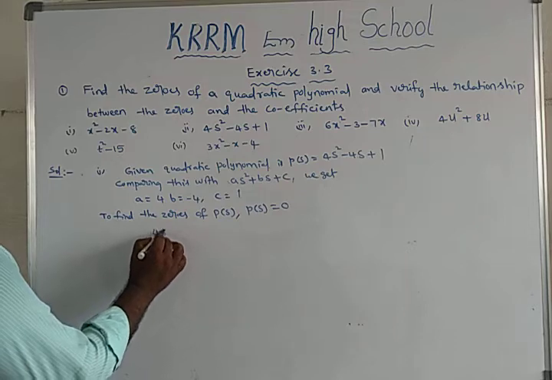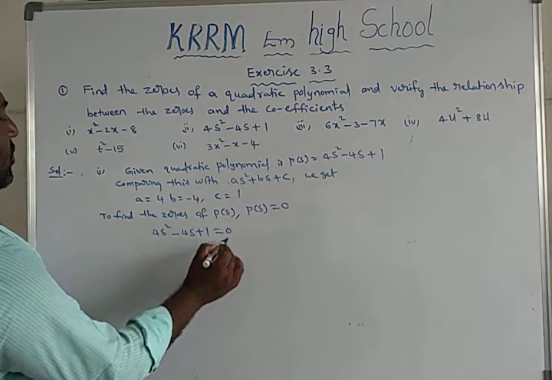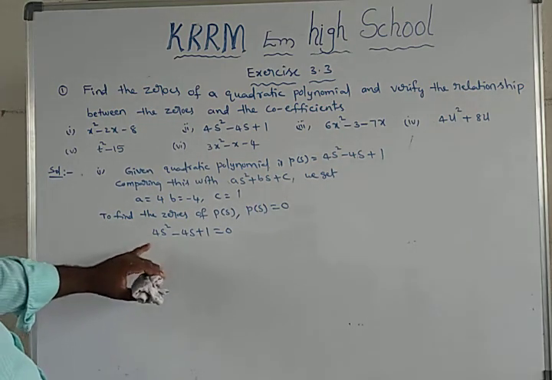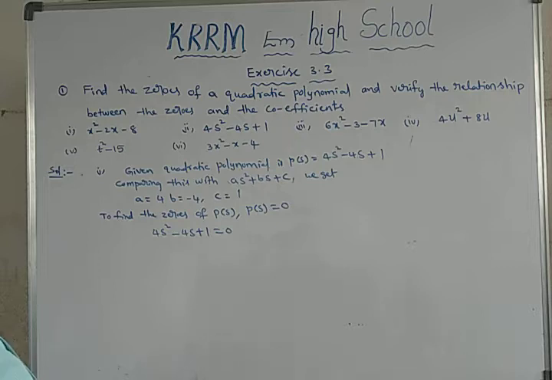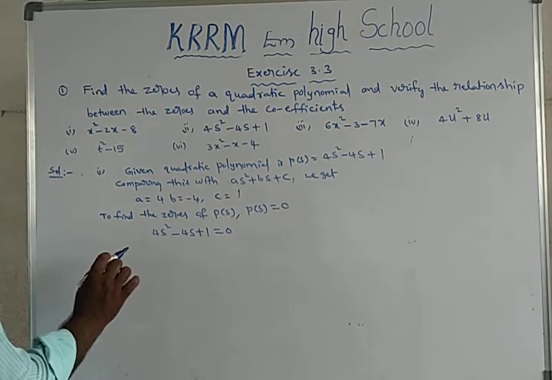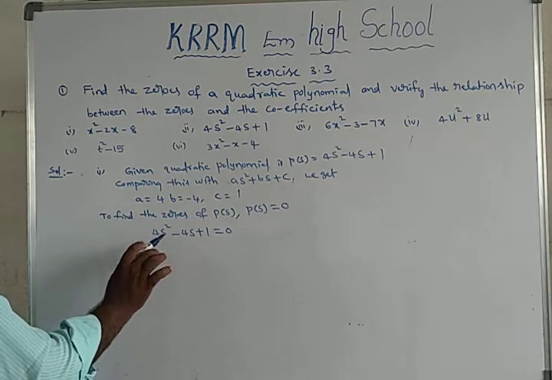So 4s square minus 4s plus 1 equal to 0. So we solve this quadratic equation, so we get the zeros of the polynomial P of s. How to solve this equation?